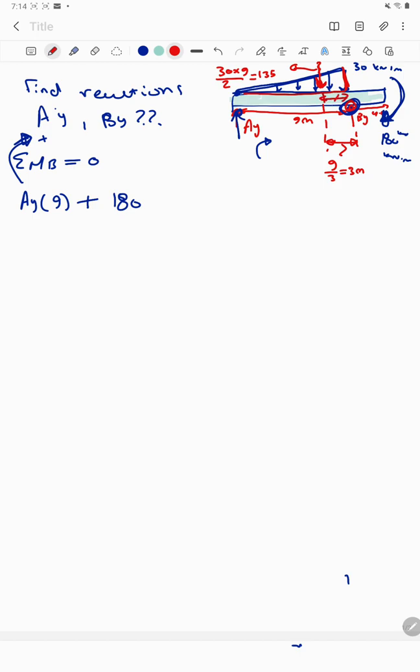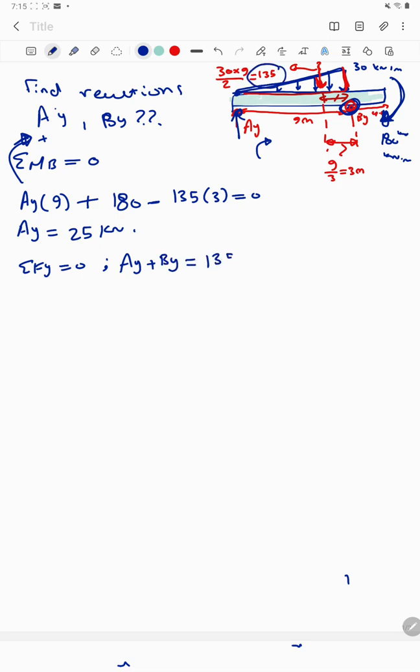So to take moment here, I'm going to say this resultant times this distance. It's going to be minus, because it's opposite. So minus 135 times 3 equal to 0. From here, AY equals 25 kN. To find BY, I'm going to say summation of forces in Y equal to 0. We have AY plus BY should equal 135. So BY equals 135 minus 25, so BY equals 110 kN.